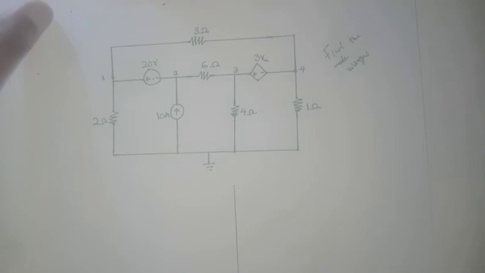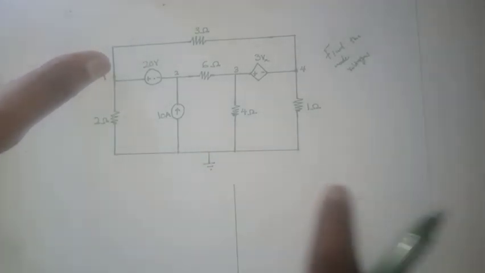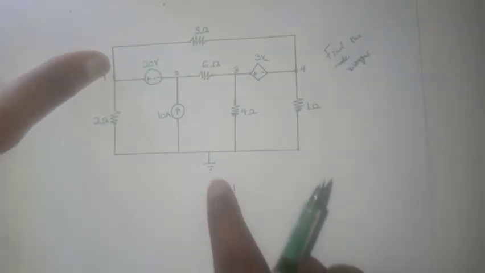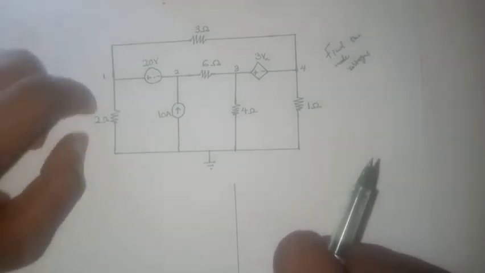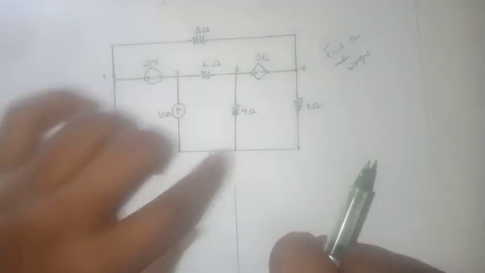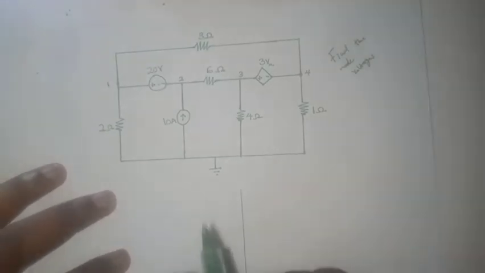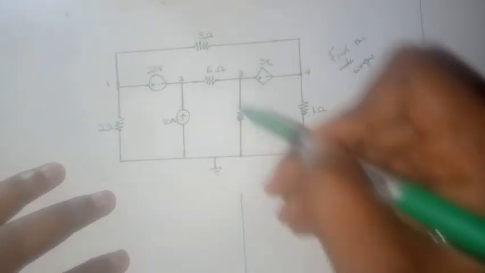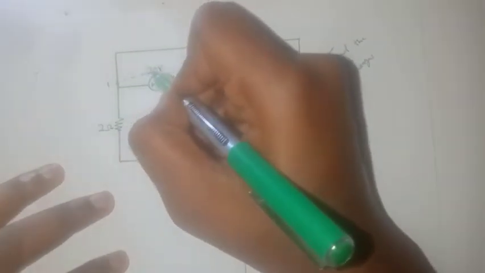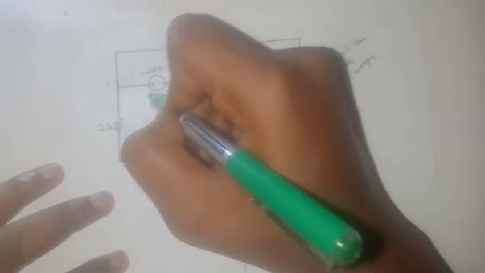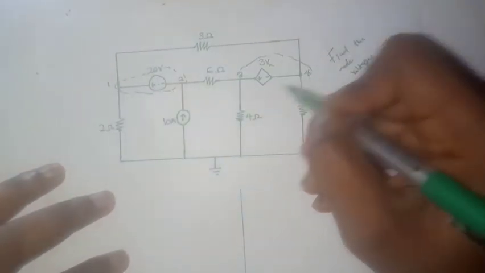Okay, let's begin. So we have five essential nodes, and one is the reference node, and we are asked to find the node voltages. So we can make two supernodes here. We can make a supernode here, that's 1, 2. We can also make another supernode here, 3, 4.